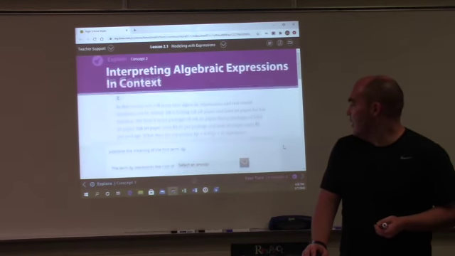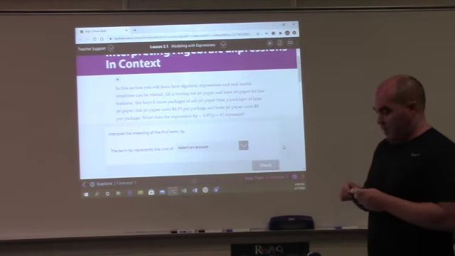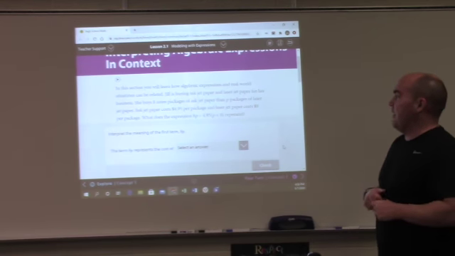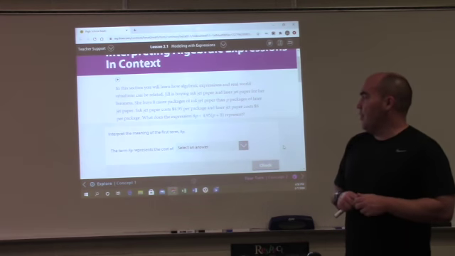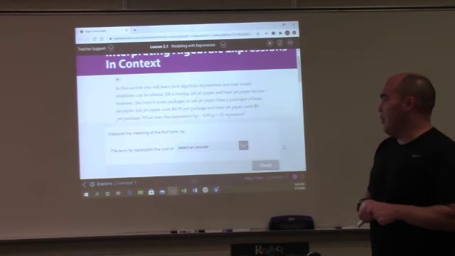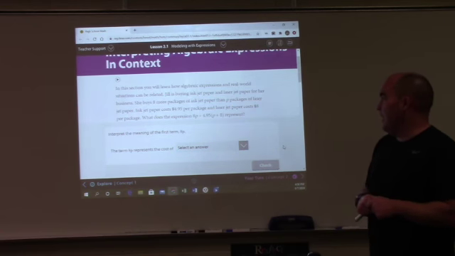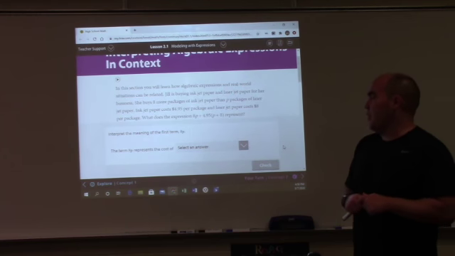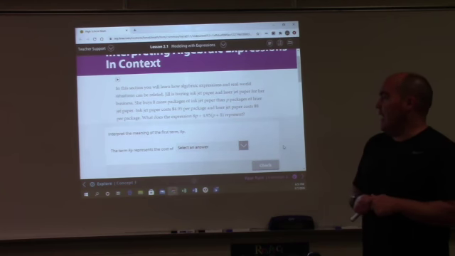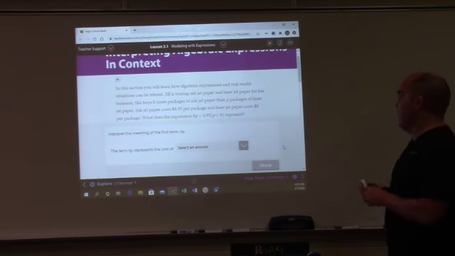Here we go. Now, this is going to be important. Everybody always wants to know, when am I going to use this? Well, here you go. In this section, you're going to learn how algebraic expressions in real-world situations can be related. So, Jill is buying inkjet paper and laserjet paper for her business. She buys 8 more packages of inkjet paper than P packages of laserjet paper. Inkjet paper costs $4.95 per package, and laserjet paper costs $8 per package. What does the expression 8P plus 4.95 times P plus 8 represent?